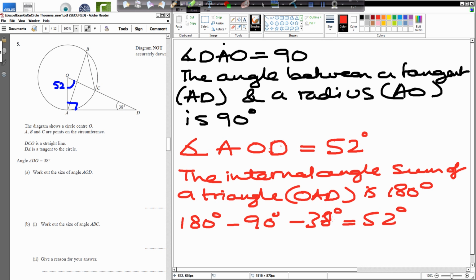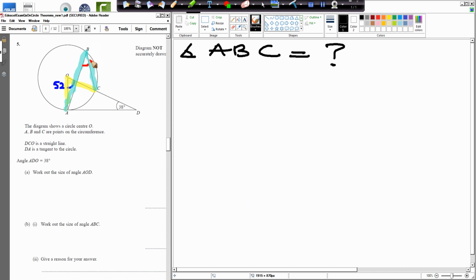Okay. Next part of the question. So we've done part A. Now work out the size of angle ABC. Okay. Now, if we have to work out this angle here now, ABC. If you look at the shape which I've highlighted here in yellow and then indigo over here, that shape follows rule number 1. Rule number 1 states angles standing on the same arc of a circle are equal.